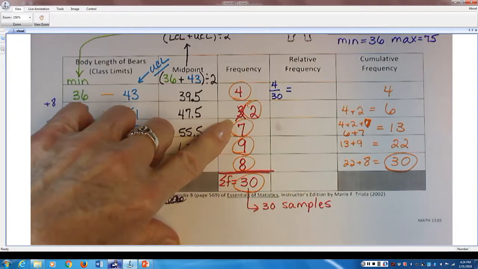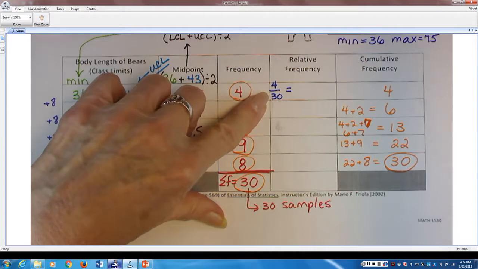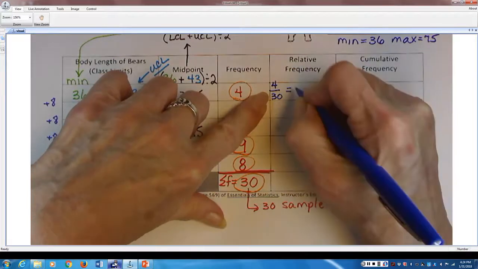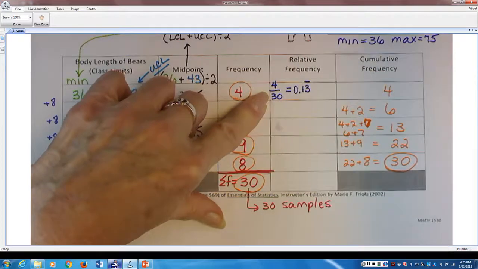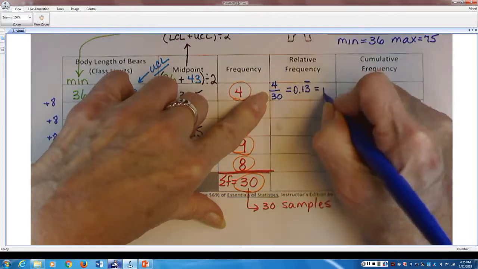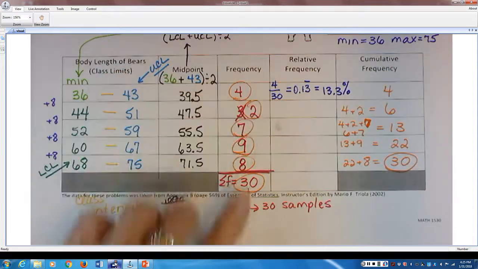Did I get verification for that? 0.075? Okay, what's 4 divided by 30? Okay, check your math. Sorry, I divided by 4. We're good. So it's 0.13 repeating, and as a percentage, that's 13.3%. Do not round to whole percents.